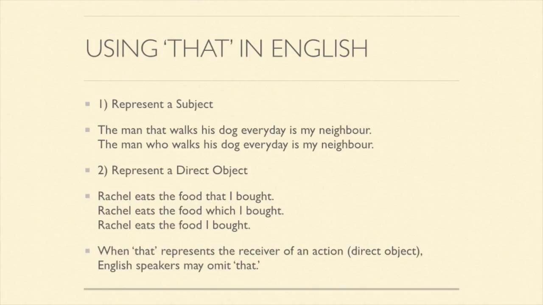So we have Rachel eats the food that I bought. We also have Rachel eats the food which I bought. And then we also have Rachel eats the food I bought. In there we have two phrases: Rachel eats the food, and I bought the food. We're connecting those two phrases using that or which, and in the very last one you'll notice there isn't either that or which. That seems a little peculiar, but in English, that, when it represents a direct object, is actually optional, so you don't have to include it, whereas when it's representing a subject, you do have to have it, otherwise it wouldn't make any sense.